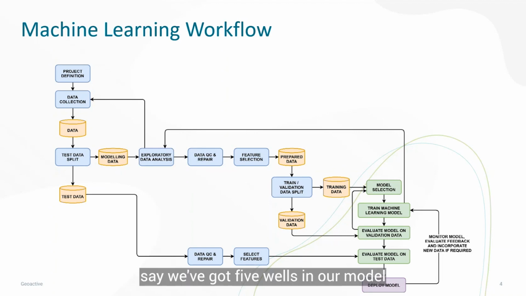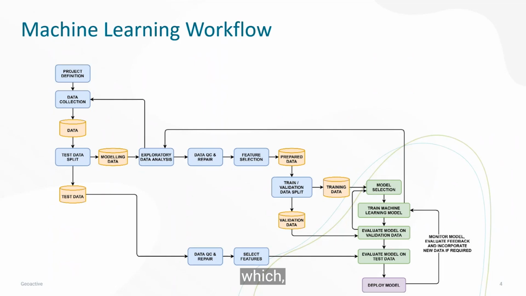Say we've got 5 wells in our model, and then we acquire 2 new wells, and in one of those wells there's new geology which is not present within the other wells, say a carbonate interval. Then we need to take that into consideration and go back to the process of retraining our model and trying to get better predictions with that.